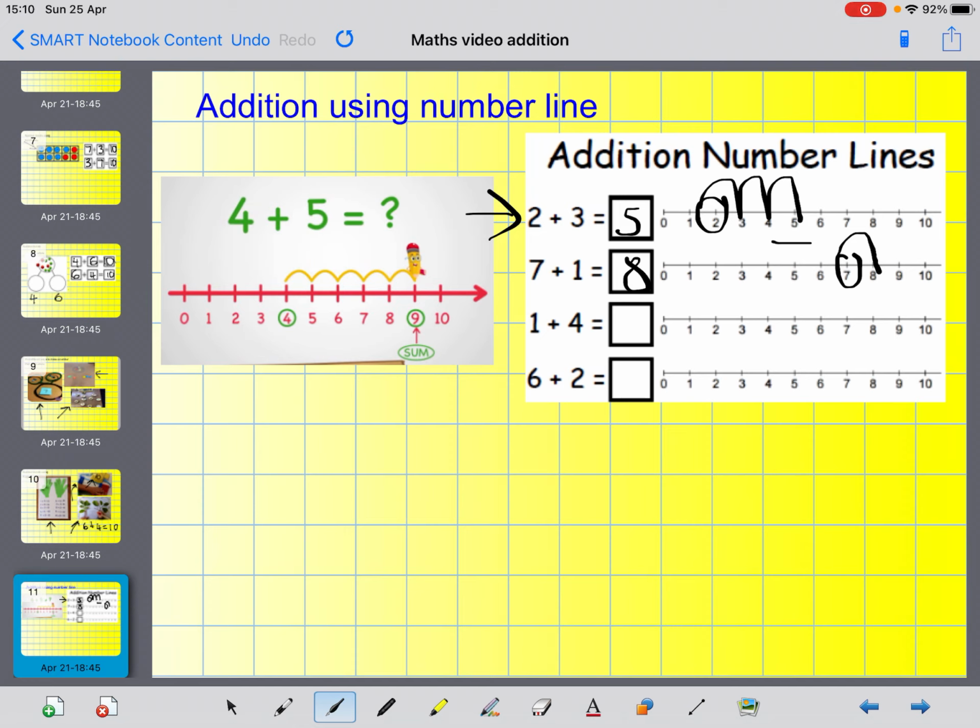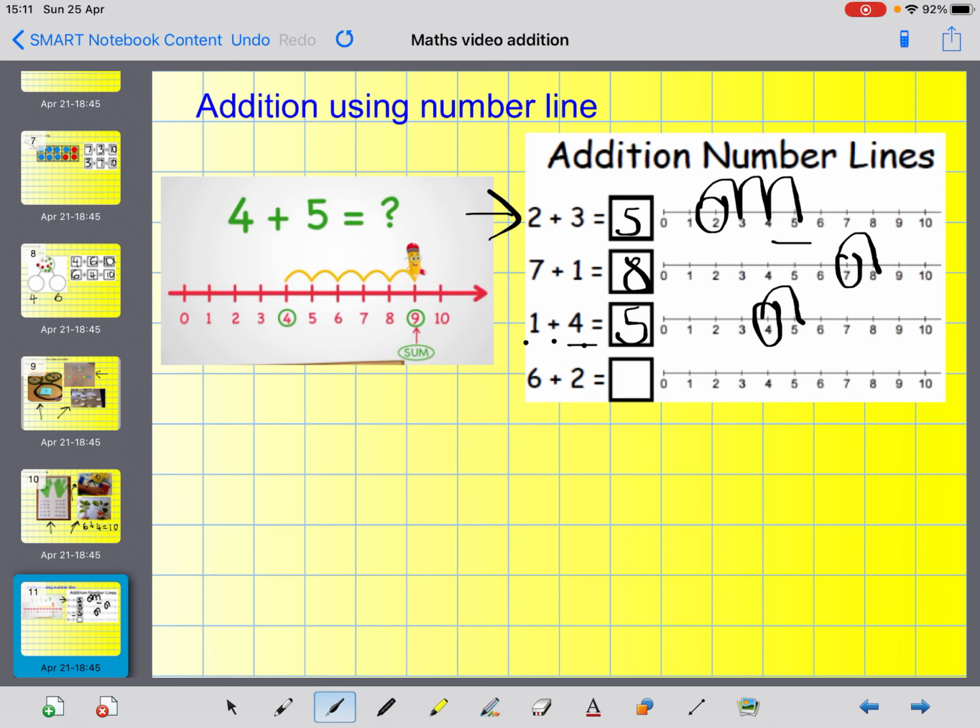Let's have a look at the next example. Here's 1 add 4. We might start counting on from 4 because 4 is my biggest number, and that will save us counting and jumping on the number line. So I start with the biggest number 4, and I'm going to only count 1 more. It's 4 plus 1 makes 5.